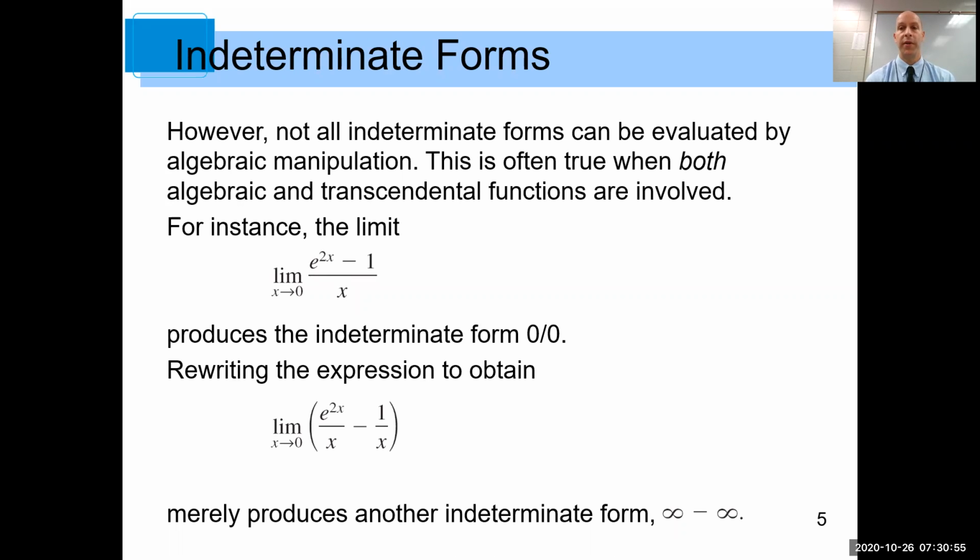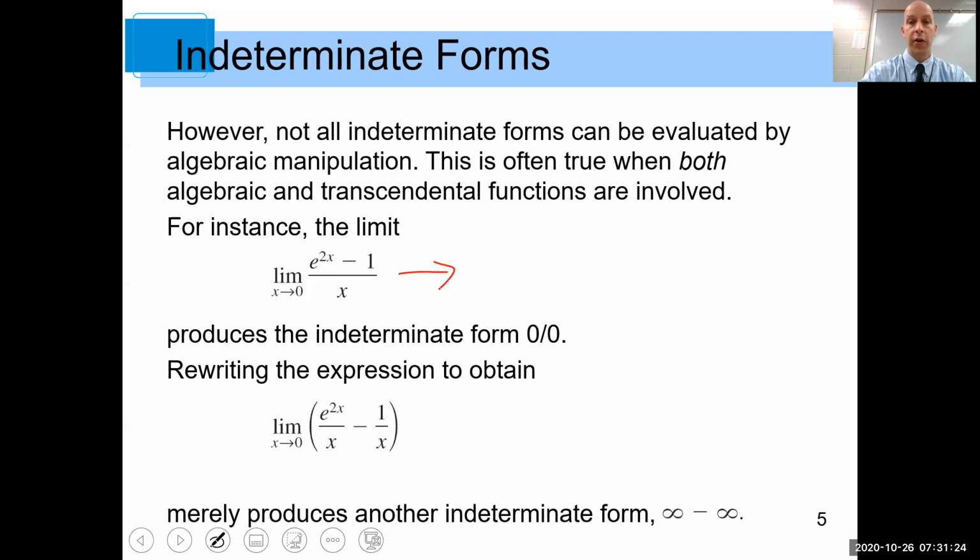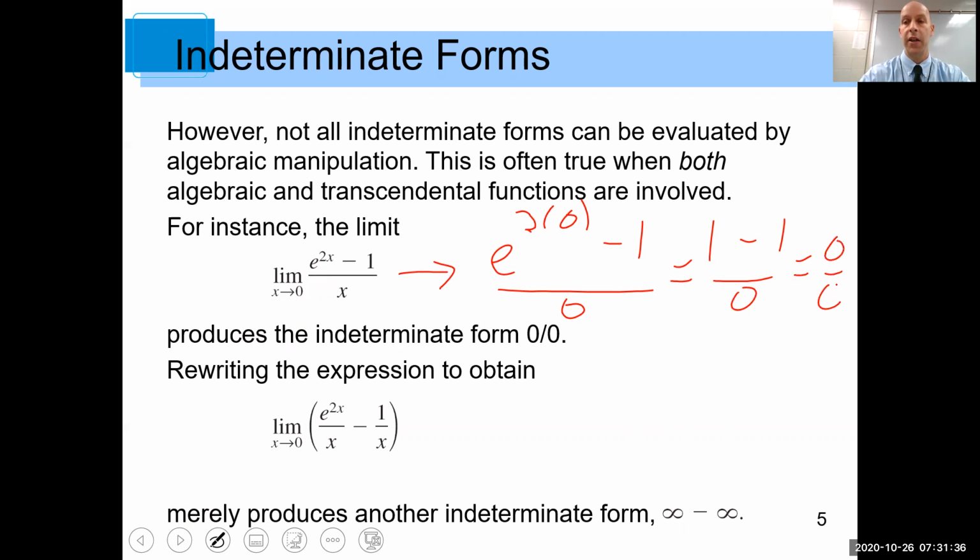However, not all indeterminate forms can be evaluated by algebraic manipulation. This is often true when both algebraic and transcendental functions are involved. So for example, if we look at the limit as x goes to 0 of e to the 2x minus 1 over x, the numerator involves a transcendental function e to the 2x, and the denominator involves the algebraic function x. Now, if we just did direct substitution, you will see that this ends up being 0 over 0, because what you're going to have is e to the 2 times 0 minus 1 over 0. So you end up with 1 minus 1 over 0, which is 0 over 0. That's an indeterminate form.